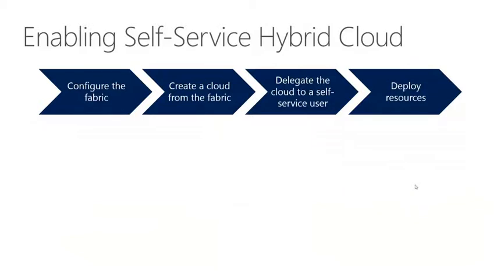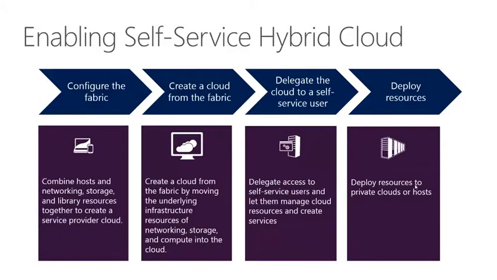Just to give you a brief idea of the major steps involved in enabling self-service hybrid cloud, you can see here there are four major things that we need to do. Configuring the fabric, creating a cloud from the fabric, delegating that cloud to a self-service user, and then deploying resources. Now, in the slide we're currently looking at, this is really skewed towards more of an infrastructure as a service type creation, but the concepts are fairly stock standard across IaaS, across SQL Server, across websites as well.